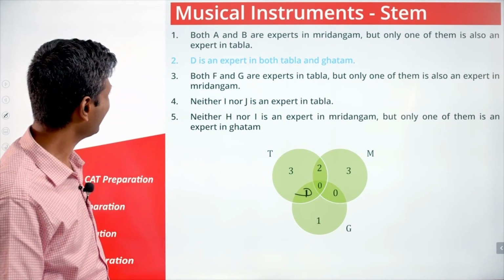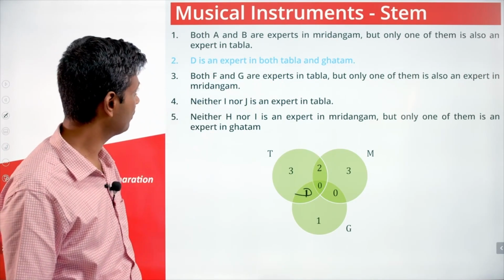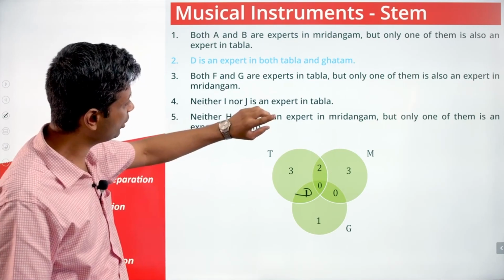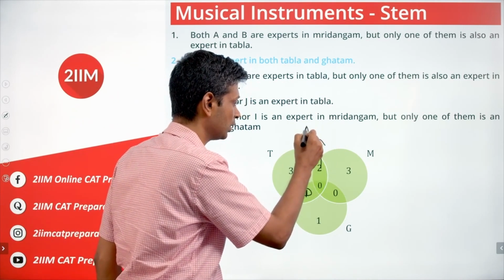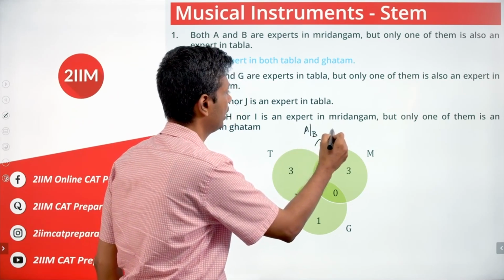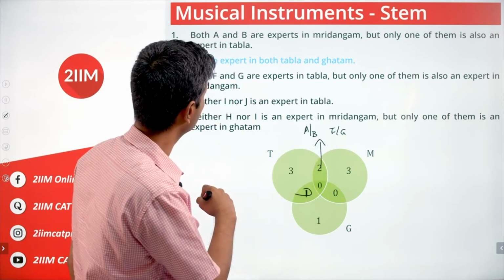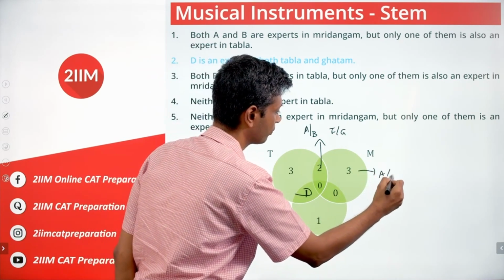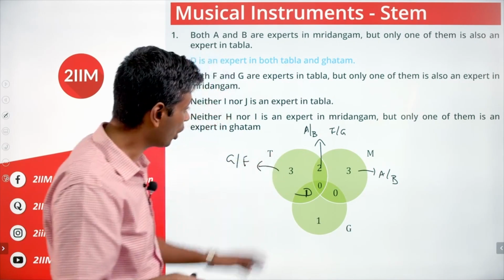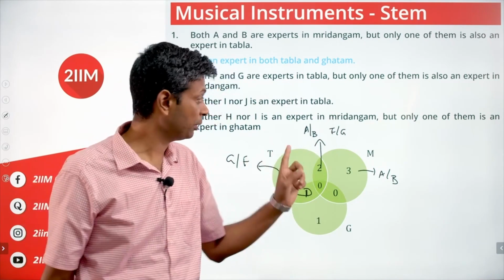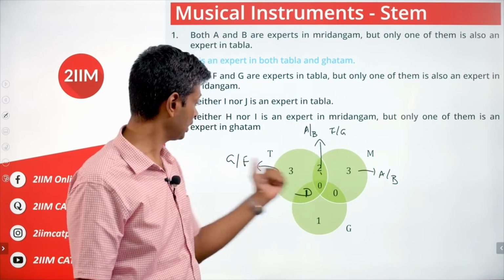Done. Now, the other thing that was interesting, A and B are in mridangam, but only one of them is also an expert in tabla. F and G are experts in tabla, but only one of them is also an expert in mridangam. So these two we've accounted for. A or B goes here, F or G goes here. The other one of A and B is an expert in mridangam. One of these two comes here, the other comes here. So it could be BF, AG, AF, BG, anything sitting here. The other will be here, the other will be here.